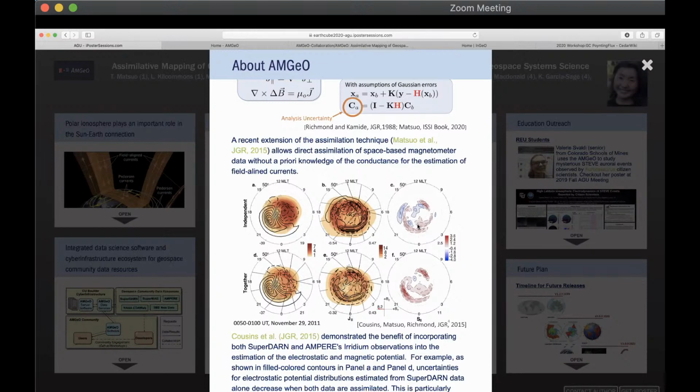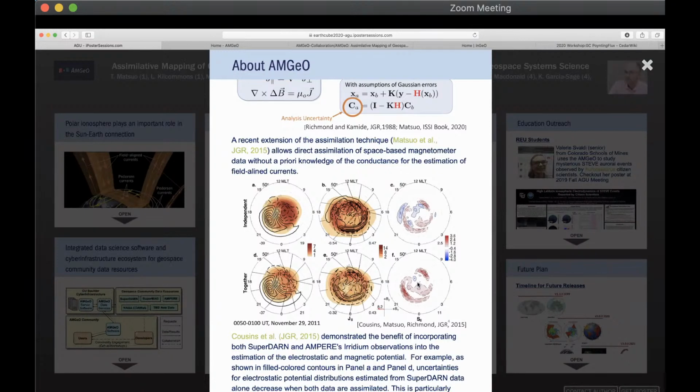And then, more interestingly, here you go, this is the Poynting flux estimate using only one data set. You get the convection patterns using SuperDARN only, and then we estimated the magnetic perturbation using Iridium data coming from the AMPERE project. I could estimate those independently and get the Poynting flux, and you get this. And then the bottom right, you do the merging inside AMGeO, and you get different Poynting flux estimations.